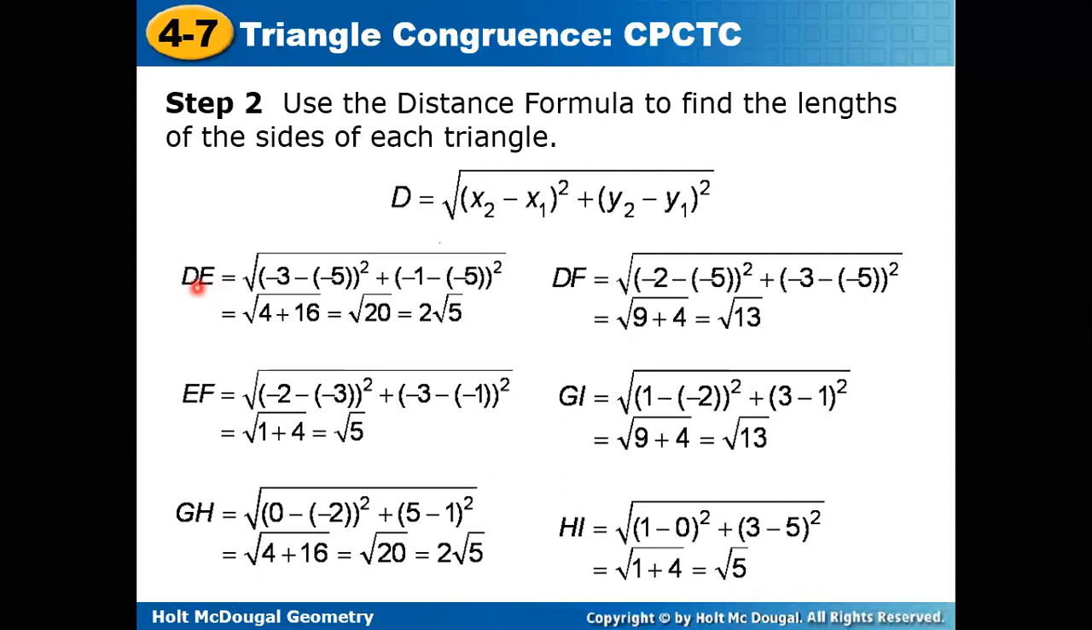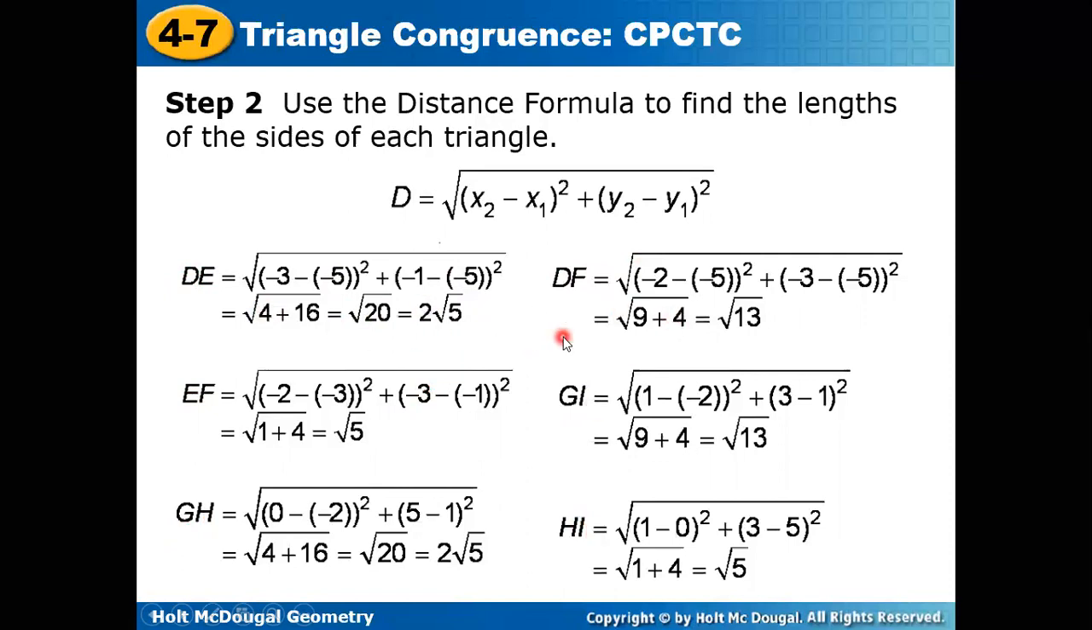So DE, it means look at D and E. You can name the point D x1, y1 and the point E x2, y2, or the opposite, you can name the point E x1, y1 and the point D x2, y2. Both are right. Then substitute in this formula and calculate the result. It will be 2 root 5. So by using this formula, we can find the length of the segment DE. Also, we can repeat this step with EF and GH, and also DF, GI, and HI.